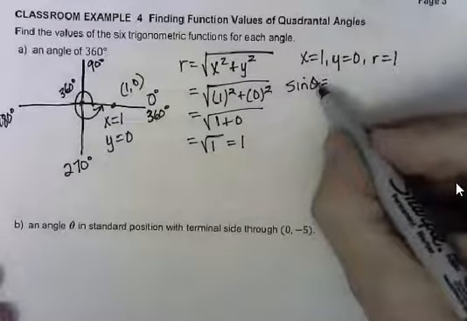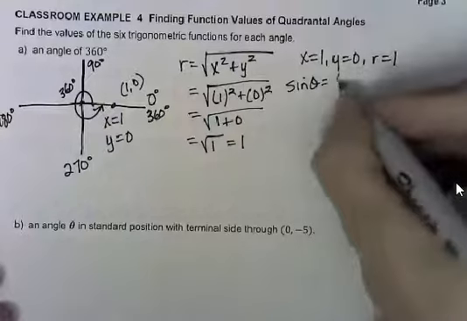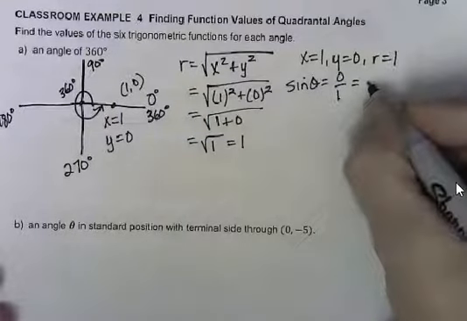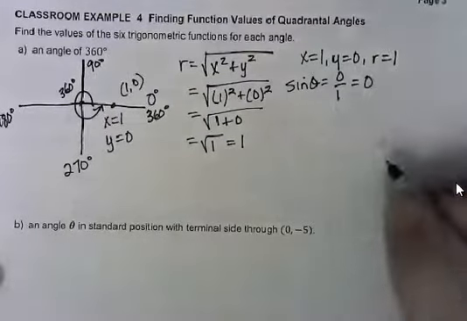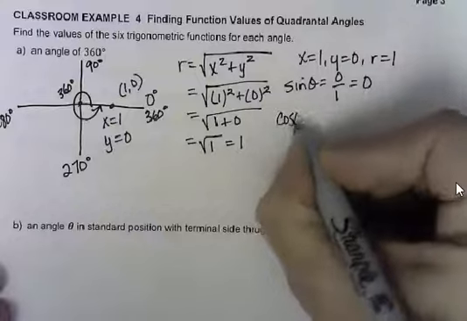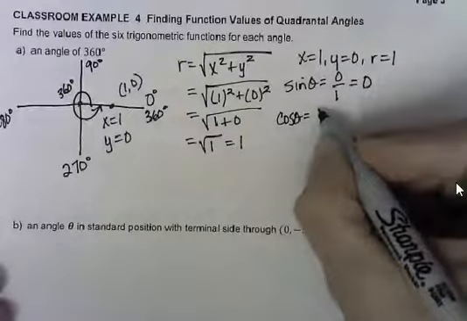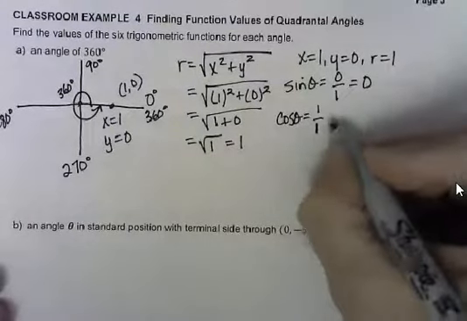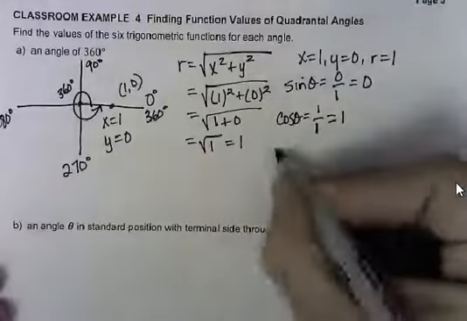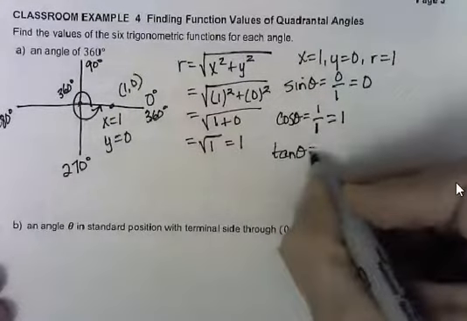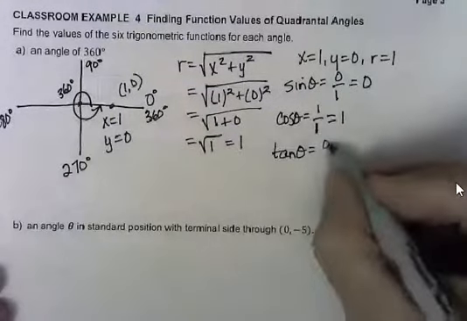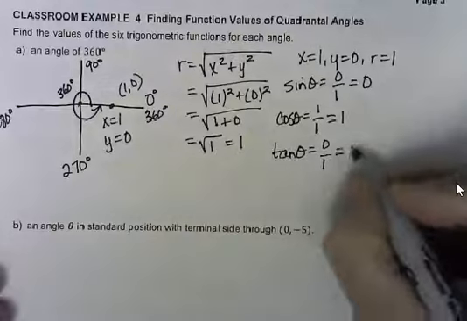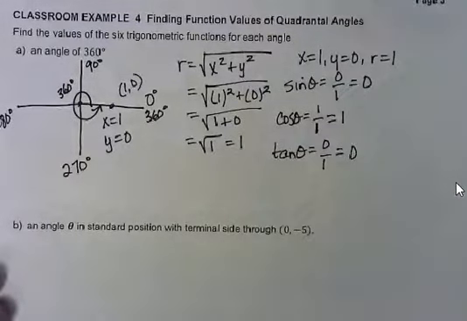So sine of theta is y over r. That's 0 over 1, which is going to give us 0. Cosine of theta is x over r. That's going to be 1 over 1, which simplifies to 1. And tangent of theta is y over x. That would be 0 over 1, which simplifies to 0.